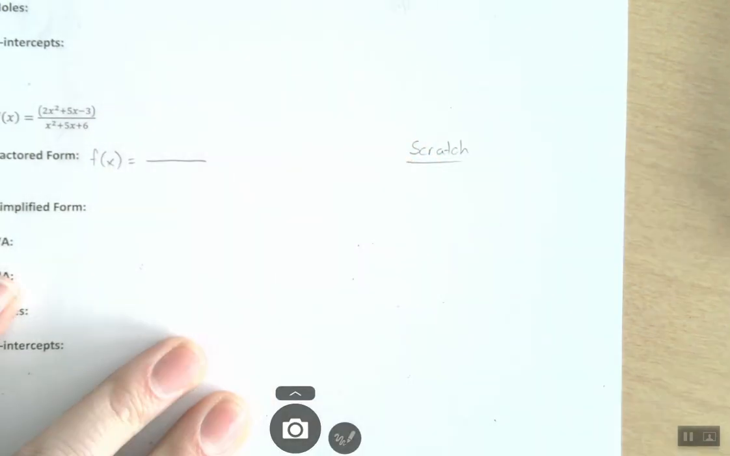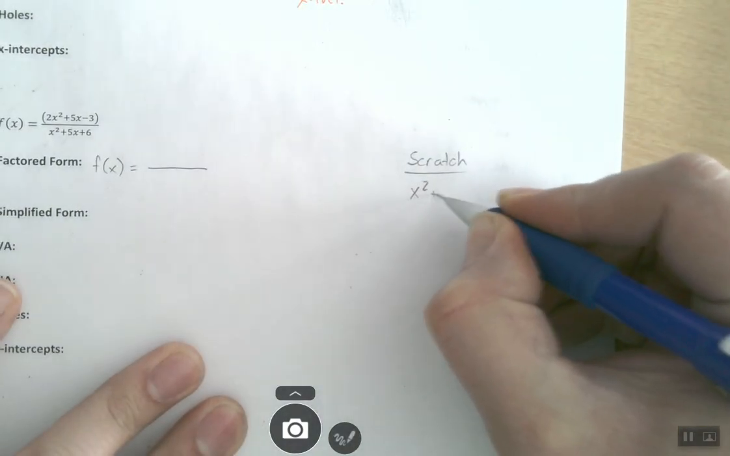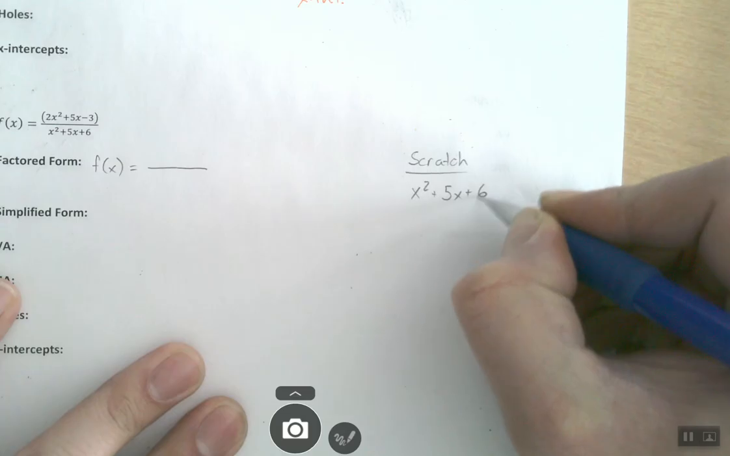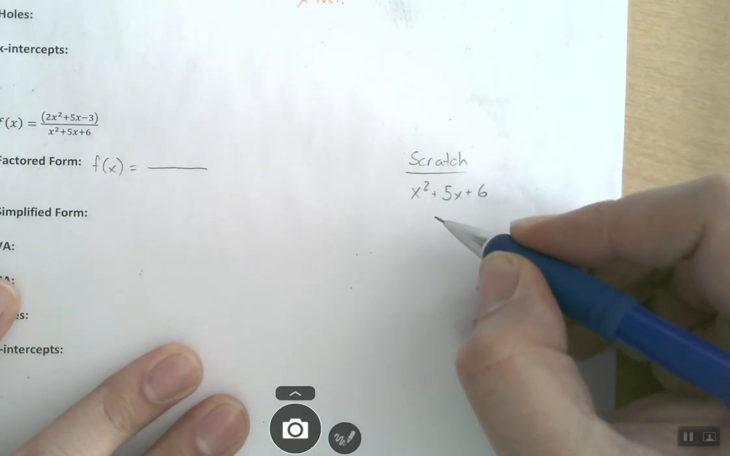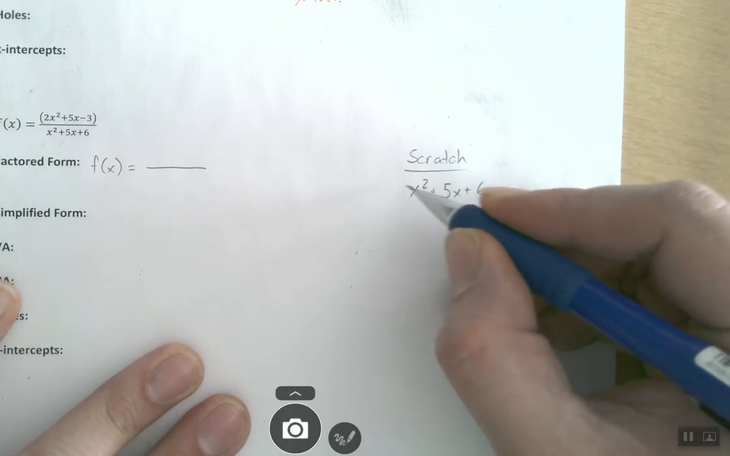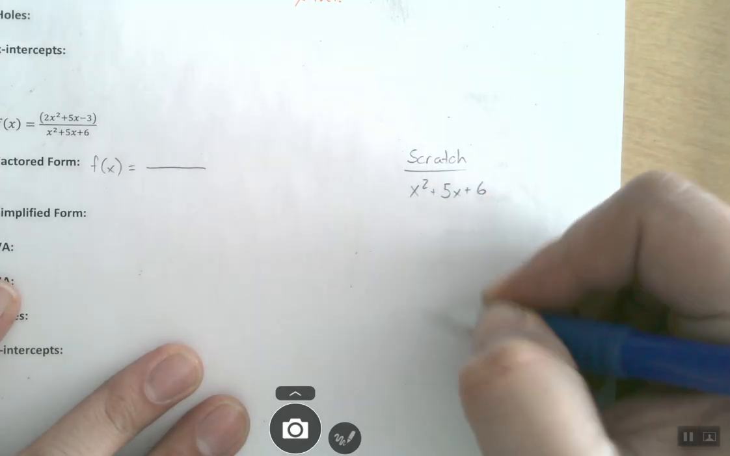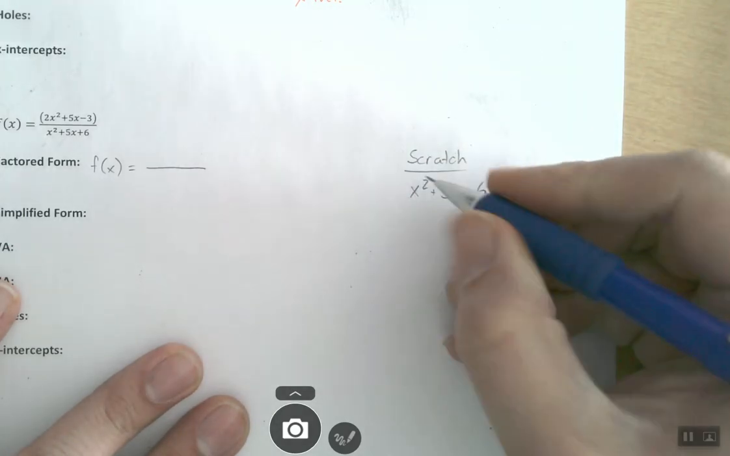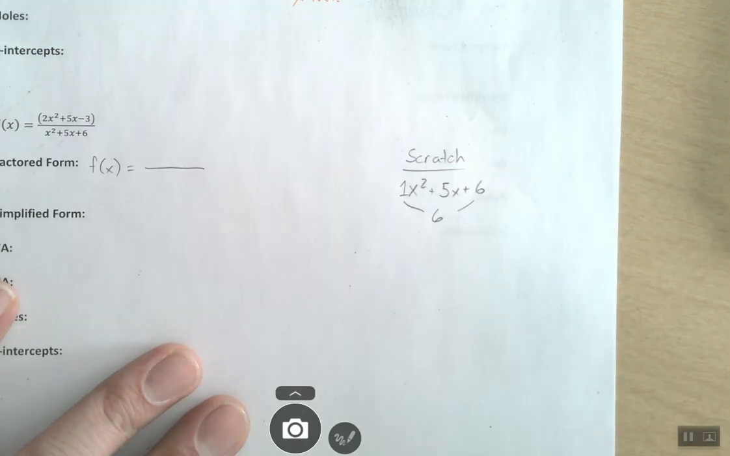If I'm looking at just the denominator, I have x squared plus 5x plus 6. How do I factor this? I'm going to multiply A, which is my leading coefficient, by 6. What is the leading coefficient here? 1. There we go. So I multiply these, and I get 6. Now I need numbers that do what? They have to add up to 5 and multiply to 6.